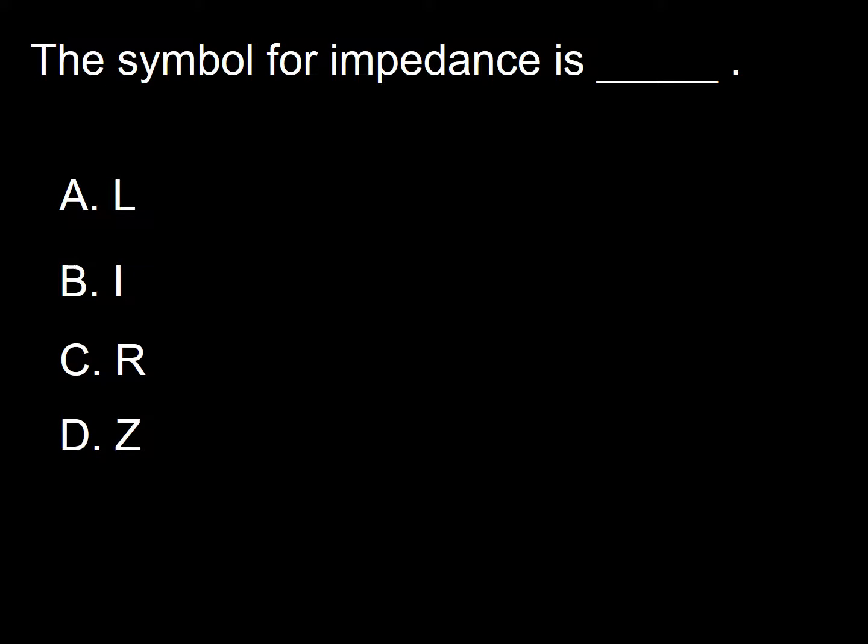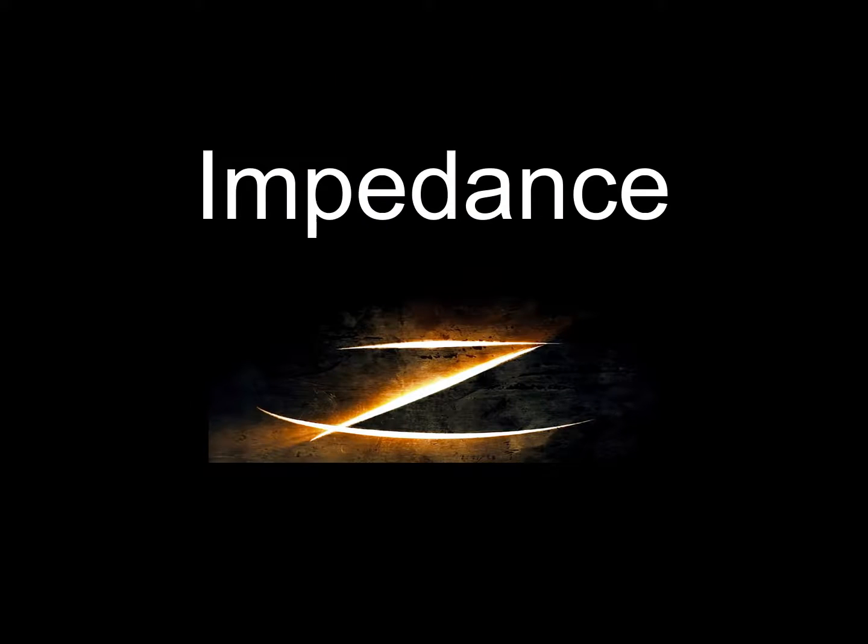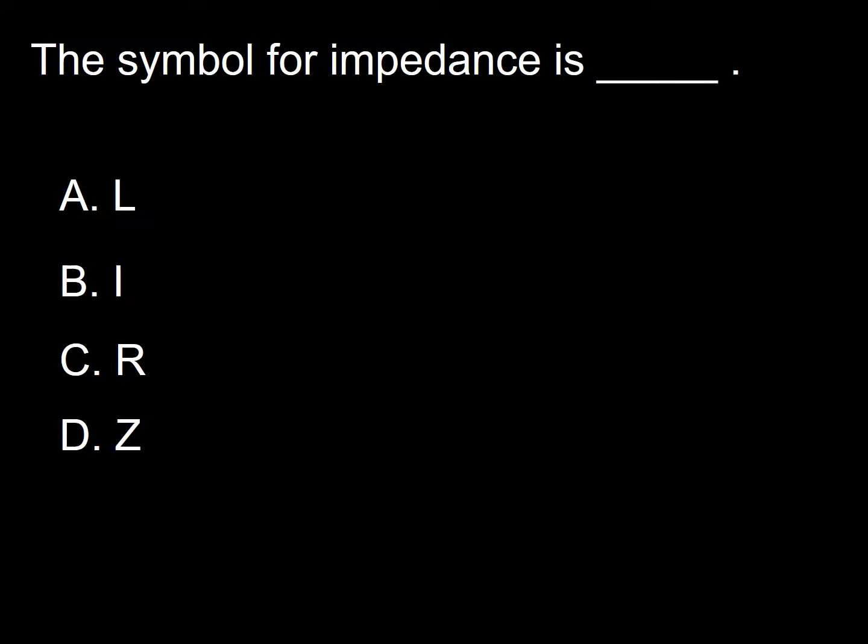The symbol for impedance is A, L, B, I, C, R, D, Z. The C is not only for sorrow, it is also used for impedance. So the answer to this question is D.